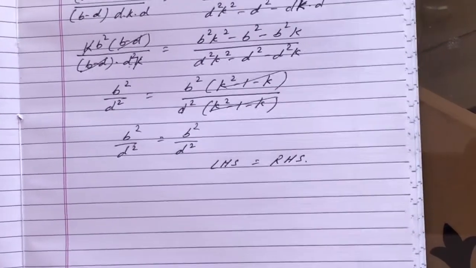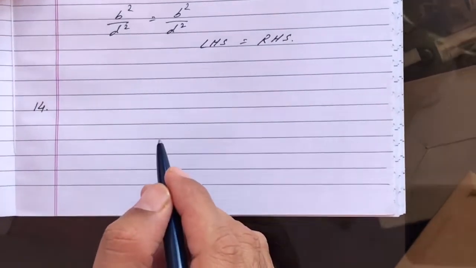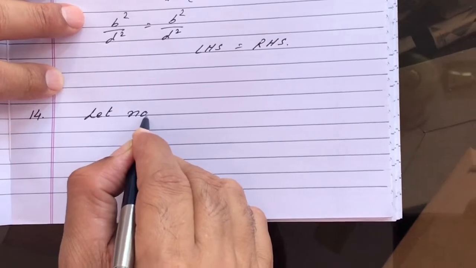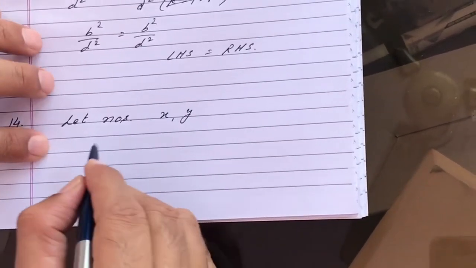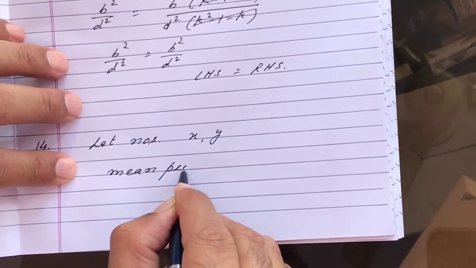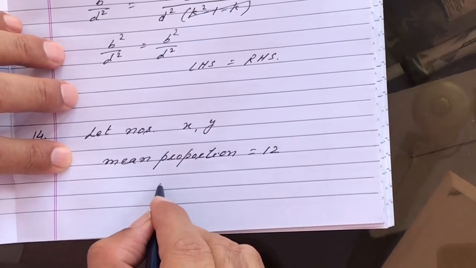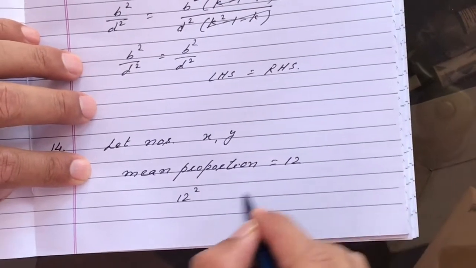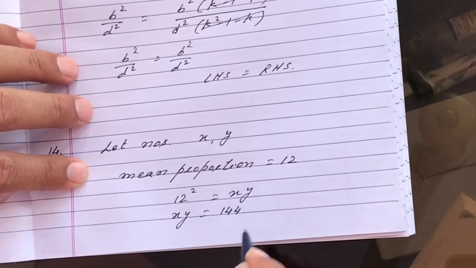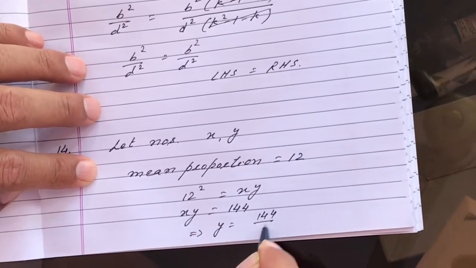Question number 14. Find two numbers such that the mean proportion between them is 12. Let the numbers be x and y. Mean proportion is 12. So it means 12 square is xy, or xy is equal to 144, or y is equal to 144 upon x.